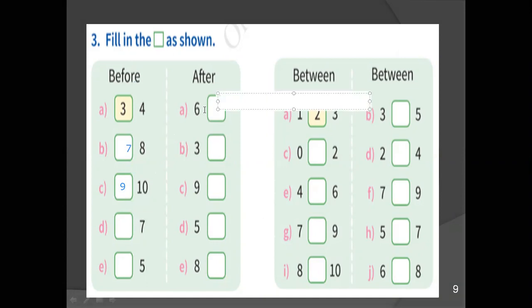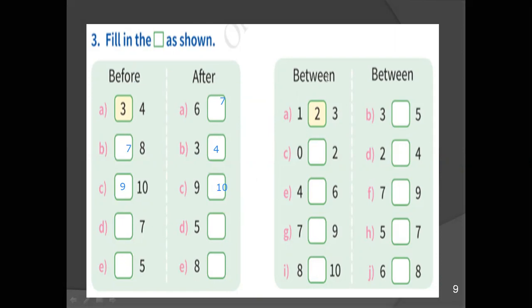Now we will go to after number. After 6 is what? After 6 is 7. Next. After 3 is 4. After 3 is 4. Write it as 4. Next. After 9 is what? 10. Yes, you can write it down. See, D and E you have to write as homework.